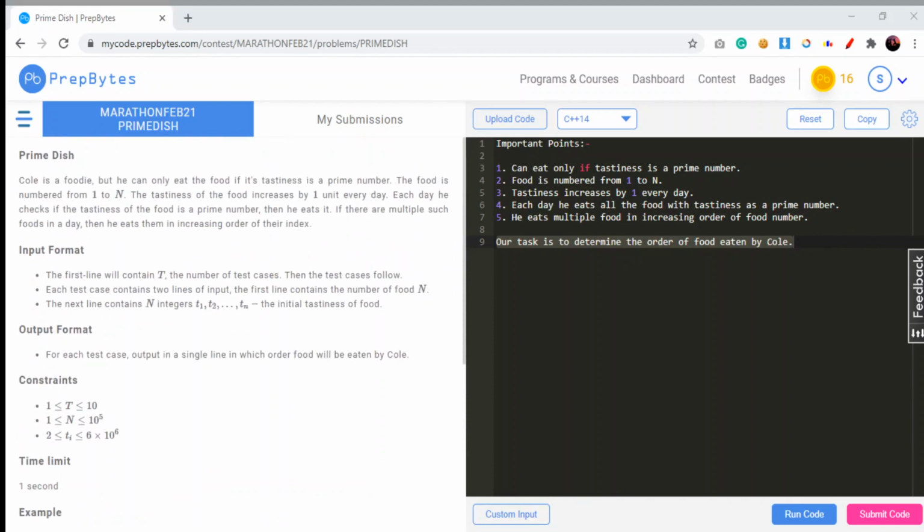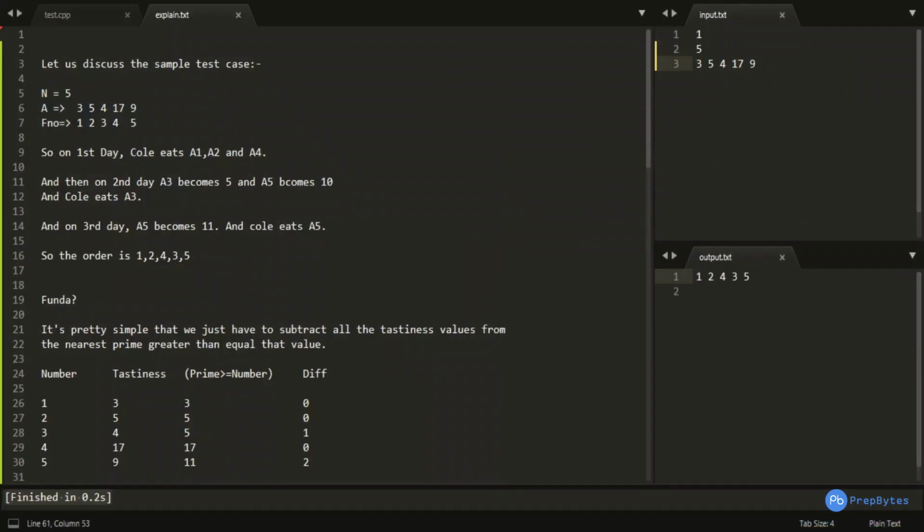Moving to the coding area to discuss the sample input and output. Here, when n is equal to 5 and the tastiness array is 3, 5, 4, 17, 9, the food numbers are nothing but 1, 2, 3, 4 and 5. So on the first day, Cole eats A1, A2 and A4, which is nothing but the food with tastiness 3, the food with tastiness 2 and the food with tastiness 17, because these are prime numbers.